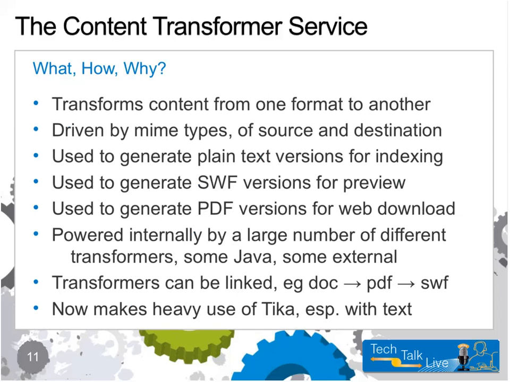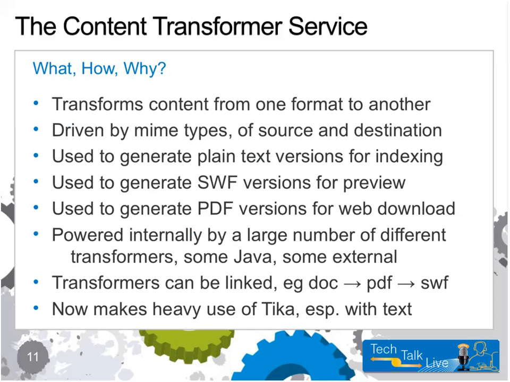The Content Transformer service is one that you will knowingly use a lot more. It's the one that transforms content from one format to another. So, for example, turn this Word document into plain text for indexing. Turn this Word document into a PDF for web download. Turn this PDF into a SWF so I can get a nice web preview. Turn this big image into a small image so that I can see it for a thumbnail.